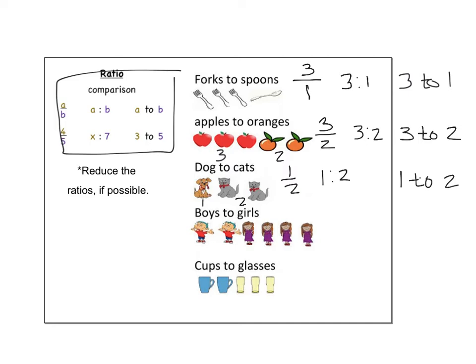And we could also look at the total. So I'm going to change this one, and I'm going to say boys to total. All right, that would be like total number of kids or total number of students. So that means I'd look at the number of how many boys there are in our group. So there are 2, to the total number of students we have, which is 6. And that would reduce to 1/3.